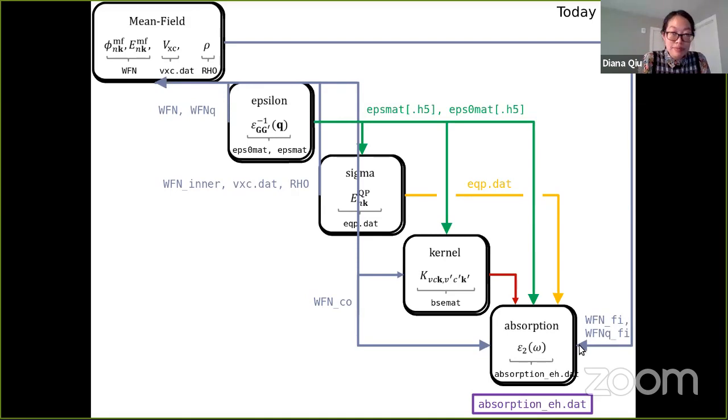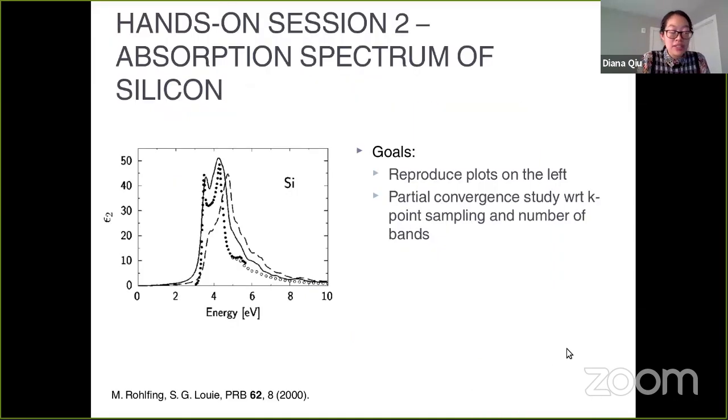absorption_eh.dat. So in this hands-on session, what you're going to need to do is to copy the second example from the project directory into your scratch directory, and then again, follow the directions in the README files. The final goal is that you will produce this absorption spectrum for silicon that you see on the left. And if you have time, you can do a partial convergence study of the k-point sampling and the number of bands. So any questions?